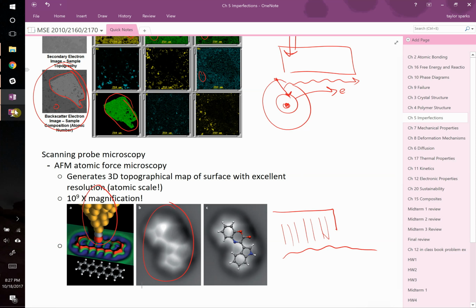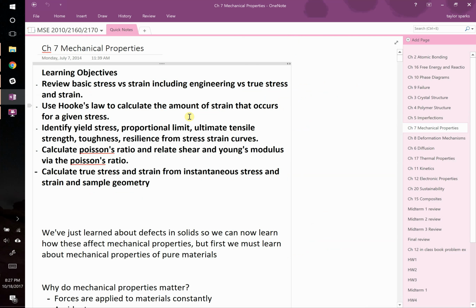So that is, let's see how we're doing on time. We got a little bit left. So let's move on to chapter 7 now. So chapter 7, here's our learning objectives. The first part is we're going to review basic stress and strain, including engineering versus true stress and strain. Right? This is stuff that you've probably seen in another class, so we're going to go briefly through it. We'll then talk about Hooke's law to talk about how much strain occurs for any given stress. We'll talk about key factors like the yield stress, proportional limit, tensile stress, toughness, resilience, and if we have time, we'll get to Poisson's ratio.